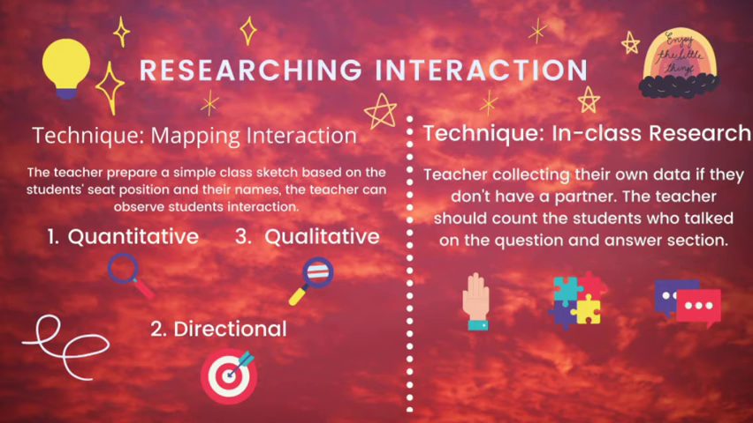Technique: mapping interaction. By preparing a simple class chart containing the students' seat positions and their names, the teacher can observe students' interaction. First is quantitative. When a student speaks, the teacher will give a sign next to the student's seat. Second is directional. Whenever a student talks to another person or their friend, the student will be given an arrow indicating that the student is talking to that person.